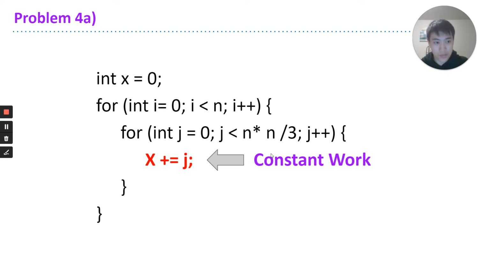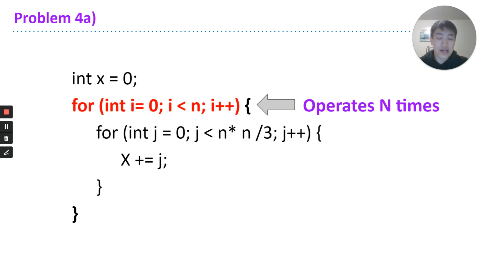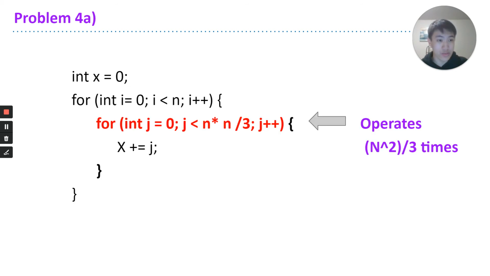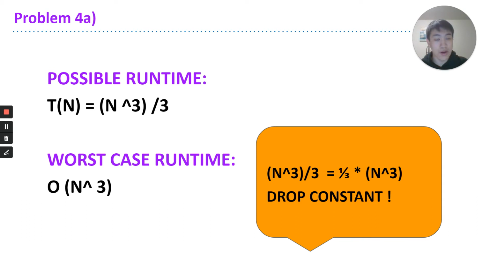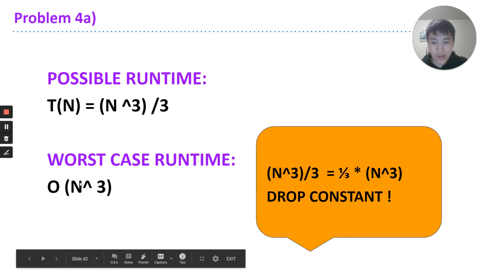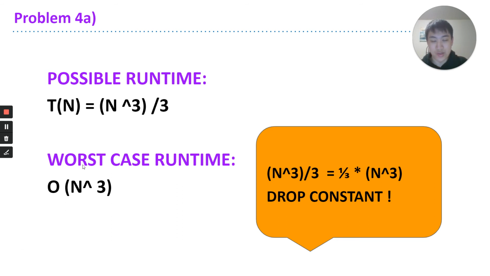This one is doing constant work. So notice here that this inner loop does n squared over 3 work in total, right? Then it is nested within something that operates n times. So in total, this will operate n times n squared over 3 times. And so our cost model will be n to the power of 3 divided by 3, and there's probably some constant that we're dropping. And so from this model, we can get our big O bound, which is n cubed. And so the worst case time of the function is going to be n to the power of 3.